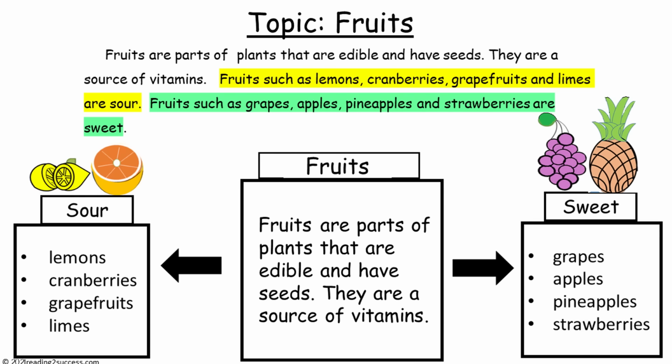Now have kids list the two different groups, sour, which includes lemons, cranberries, grapefruits, and limes, and then sweet, which includes grapes, apples, pineapples, and strawberries.